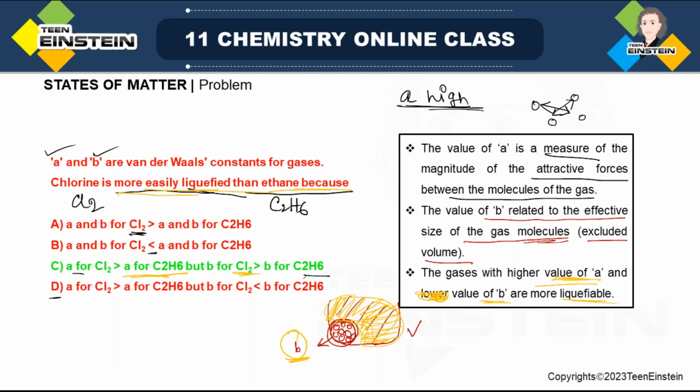Because when B is high, the space availability is now less, and when space availability is less, that means the molecules cannot move very freely, and when they are not able to move freely, obviously liquefaction of these gas particles will be easier. So that is the reason this option is the correct option: A for chlorine greater than C2H6, B for chlorine greater than C2H6.